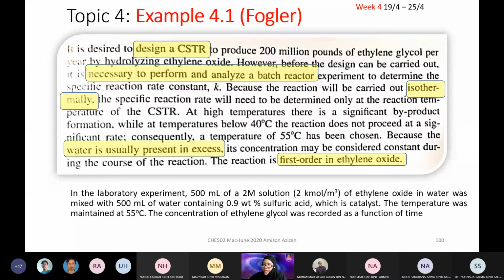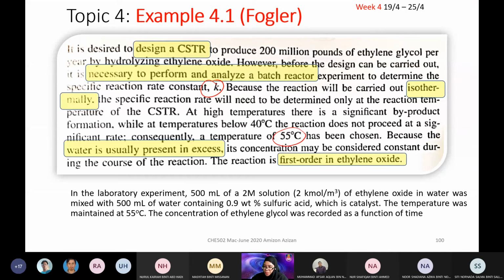So it is desired, can you see that? It is desired to design a CSTR to produce 200 million pounds of ethylene glycol per year by hydrolyzing ethylene oxide. Therefore, before the design can be carried out, it is necessary to perform and analyze a batch reactor to determine the rate constant. This is a batch reactor problem, which is the simplest problem of all, and it's done isothermally. You have done that as your assignment. At high temperatures, there is significant byproduct formation, while at temperatures below 40, the reaction does not proceed at a significant rate. Consequently, a temperature of 55 has been chosen.